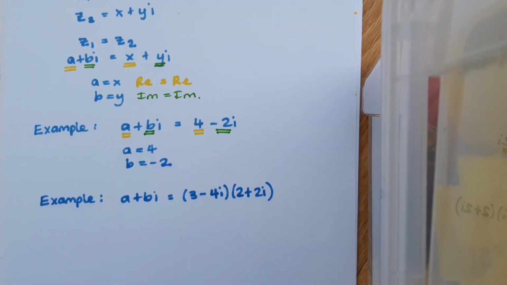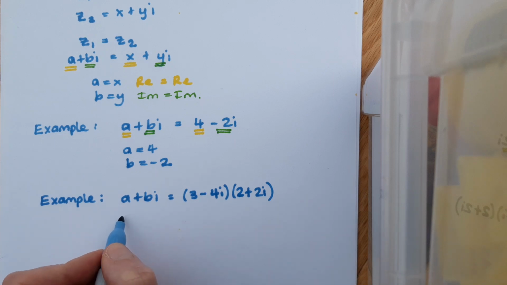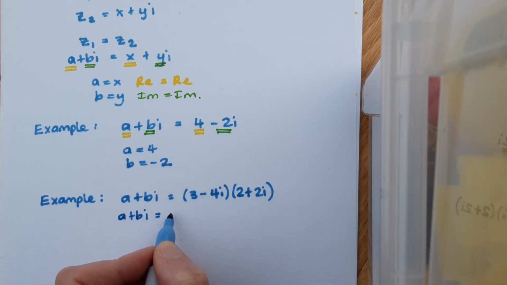I might also have something slightly more complicated, like in the second example. I might have that a plus bi equals 2, and over here I've got two complex numbers multiplying together. Well, I'm not going to directly say that a or b is equal to anything in particular over here. What I'm going to do instead is do my multiplication first. So a plus bi, left-hand side is going to stay the same, equals 2, and then multiply out the right-hand side.